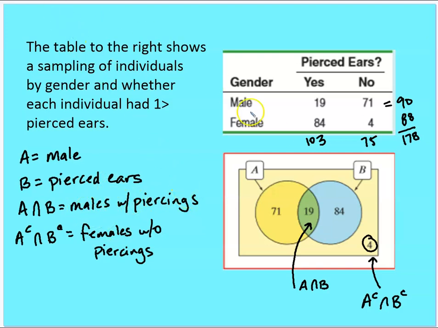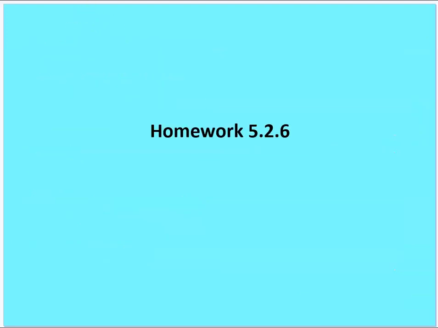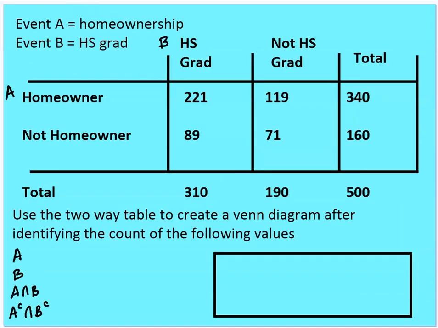All right. And so you have this table, you gathered the information from the table, and represented it in the diagram here in their totals. So this brings us to homework 5.2.6. We're going to use a two-way table to create a Venn diagram after identifying the count of the values. Event A is going to be home ownership, and B is going to be high school grad. You're going to use this information in similar fashion to create a Venn diagram as we did previously.